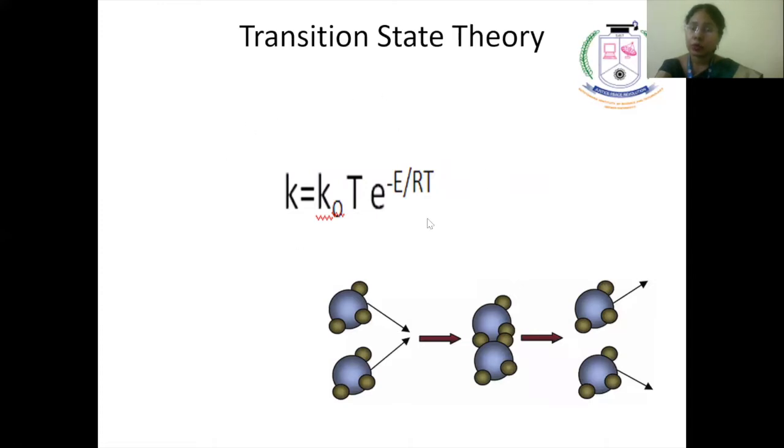Transition state theory proposes that the reactant molecules will get converted into an intermediate product, which transitions into the products. Now this intermediate product is highly unstable. And the equation proposed for transition state theory is k = k0 T e^(-E/RT).